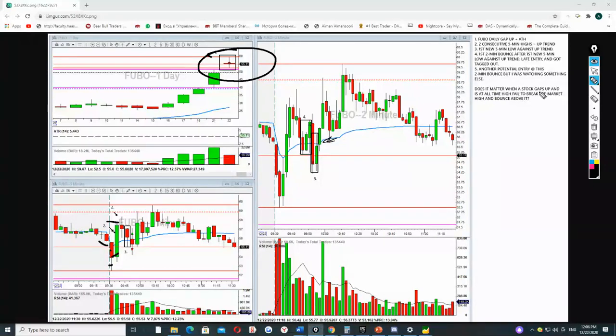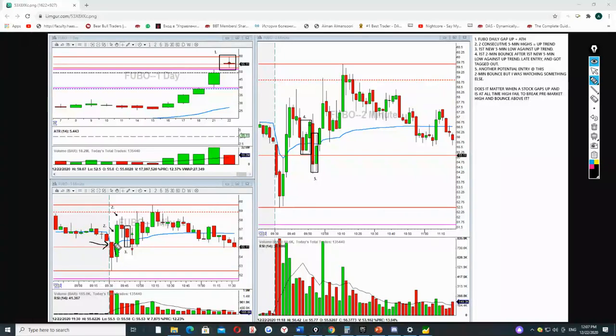Does it matter when the stock gaps up and is at all-time high, failed to break pre-market high? So first of all, look at the original direction. What's the original direction right here? This right here is weak. It's breaking the range to the downside. And looking at this, I'm definitely a little bit more short biased rather than long biased.